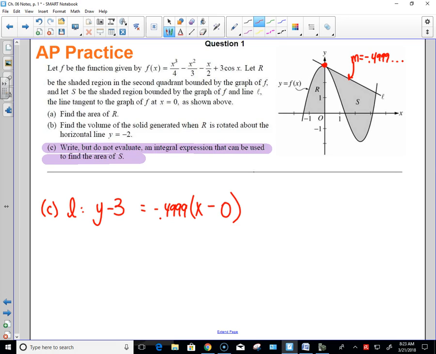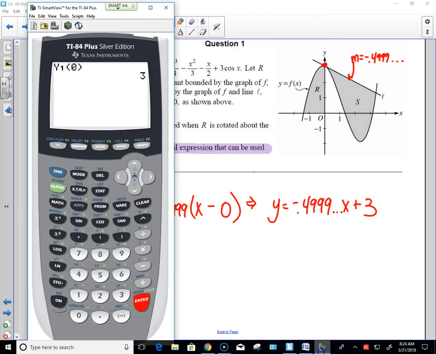So now we actually have the line, and the line is y equals negative 0.49999999999, etc., x plus 3. So now what? Yeah, we can plug into the calculator, totally. We can actually get this picture and not just be guessing anymore. So when we go to plug in for y2, we can plug in our line, so negative point, just put a few 9s in there, and then we have x, and then plus 3. And when we graph it, thank you.